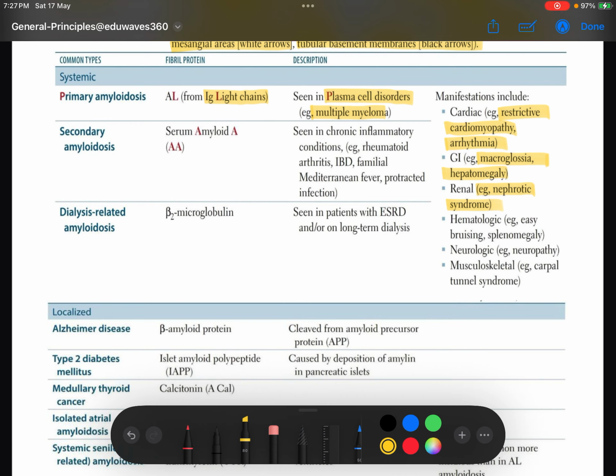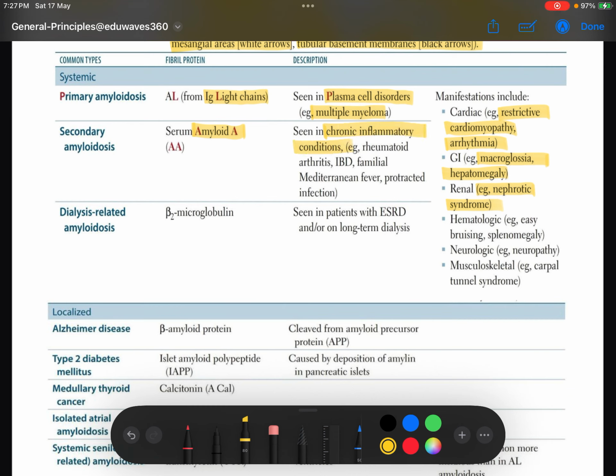Next, secondary amyloidosis is caused by serum amyloid A and is seen in chronic inflammatory diseases.